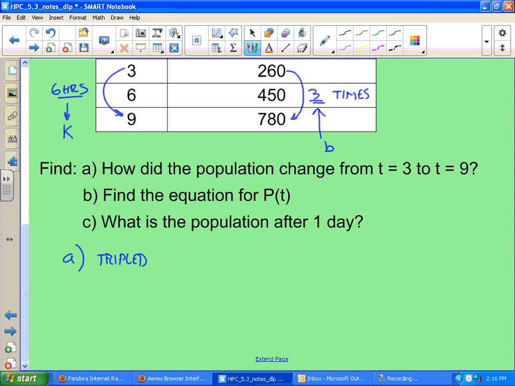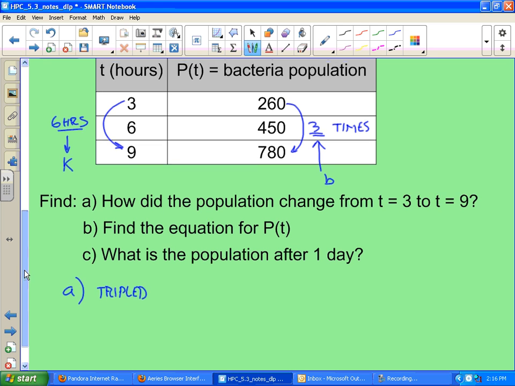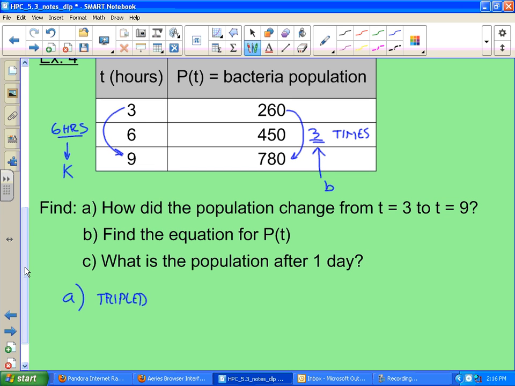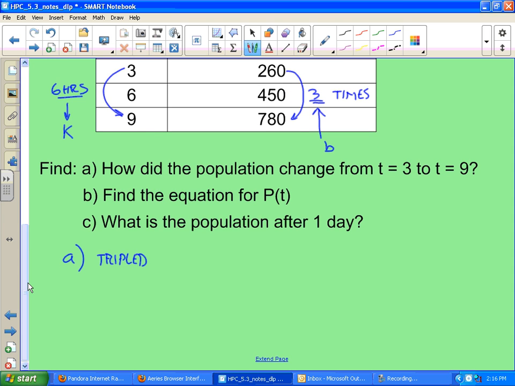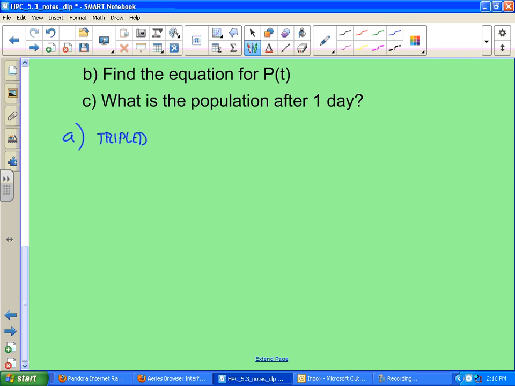Now, here's where it can get a little interesting in finding our equation. The very first thing we did was we were given 2 points, and we used those 2 points to write an exponential equation. I have 3 points that I could use to do this: 3 to 260, 6 to 450, 9 to 780. One of the things I could do is start out with our formula so far. Now, I don't want to average them.